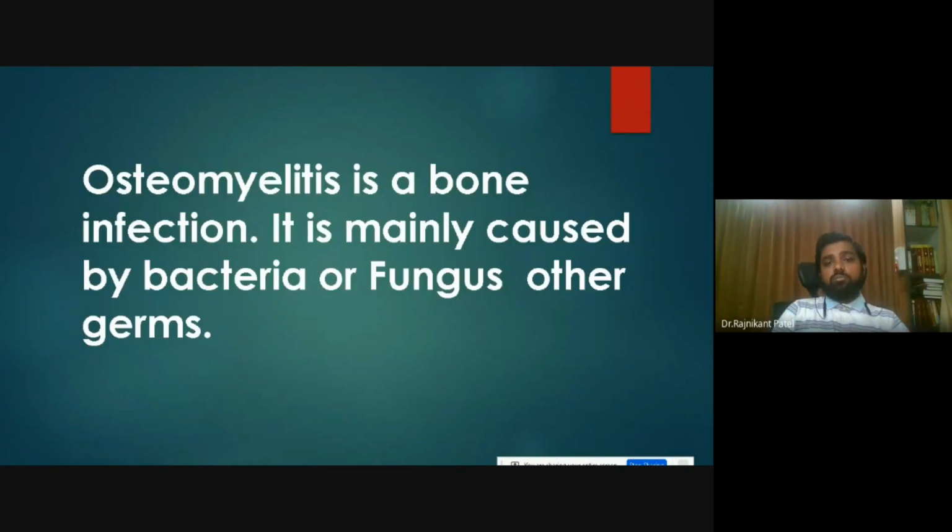Coming to the brief introduction or definition, osteomyelitis, as we all know, is a bone infection that might be caused by bacteria, fungus, or other germs. In most cases, bacteria will be the main culprit. In rare cases, fungus causes osteomyelitis. The osteomyelitis seen in mucormycosis, as we know, is caused by the Aspergillus fungus and Mucor spore fungus. These are due to fungus, and the majority of the time, bacteria is the main cause.